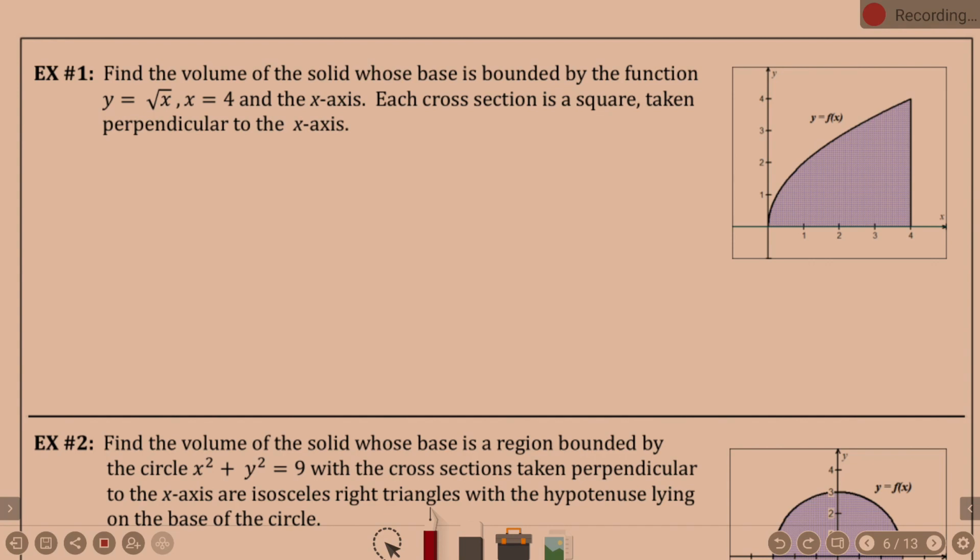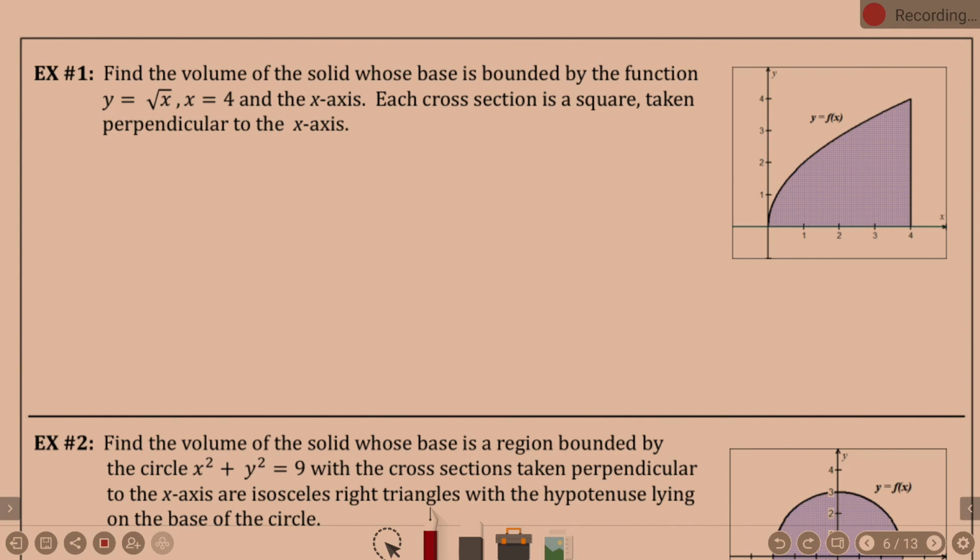Okay, so let's look at this example. I made sidebars here a little bit, but find the volume of the solid whose base is bounded by the function y equals square root of x, x equals 4, and the x-axis. So realizing that's the shaded area, yes? It's labeled here as y equals f of x, but that's y equals square root of x. X equals 4 is a vertical line, and then the x-axis.